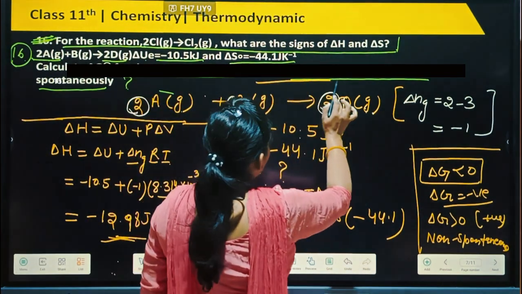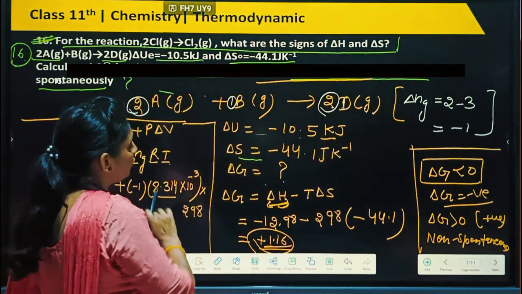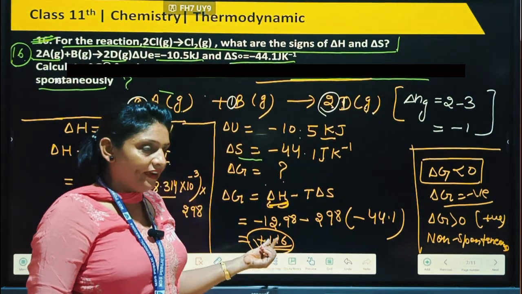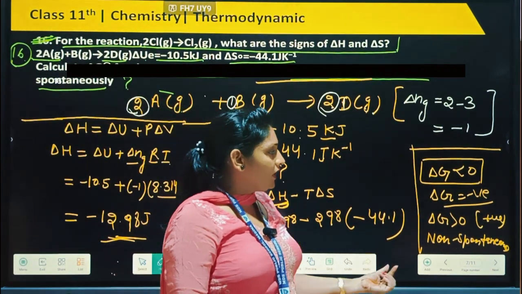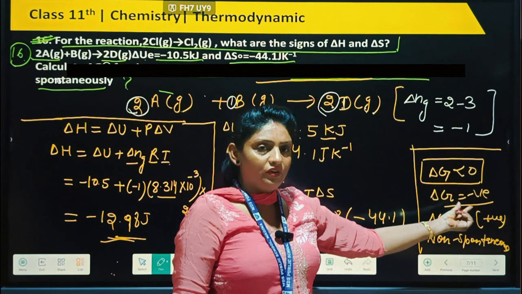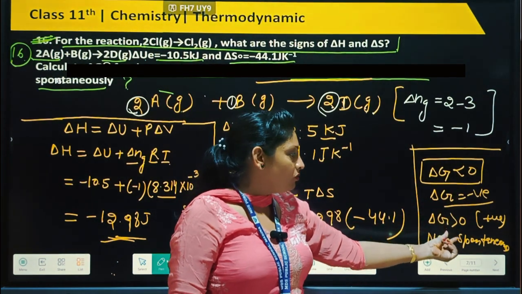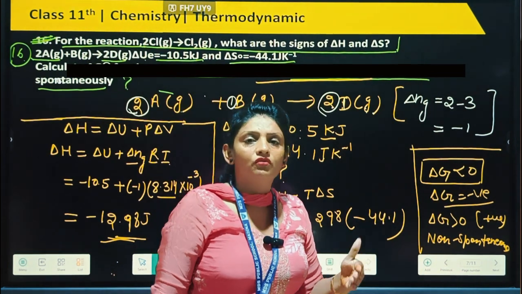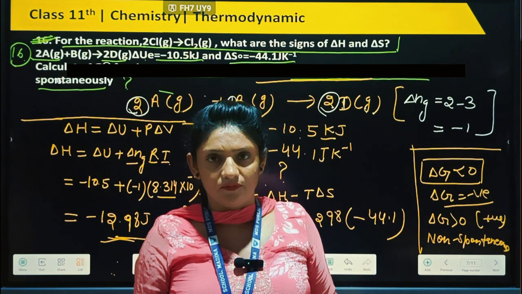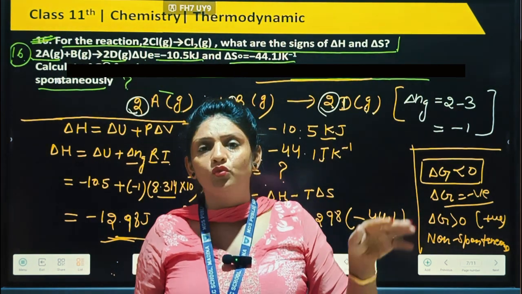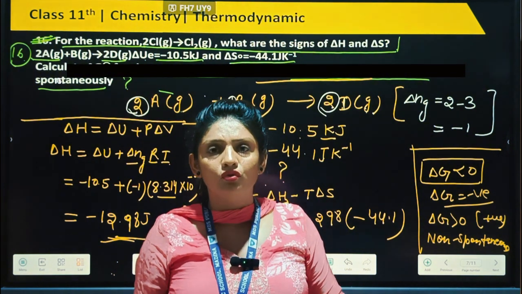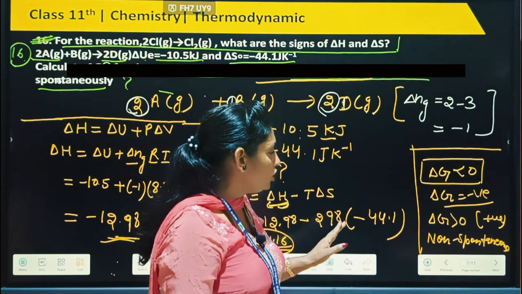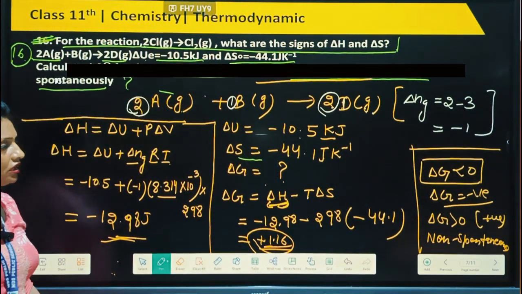It is also asking whether the reaction may occur spontaneously. No. Here delta G value is positive, and students, a reaction will be spontaneous only if delta G value is negative. But here the value is positive, which means it is a non-spontaneous reaction. It cannot proceed without using any external agency. Either we need to provide some amount of energy to it, or we need to do work. It cannot proceed by itself. It is non-spontaneous. I hope this question is clear to you students.